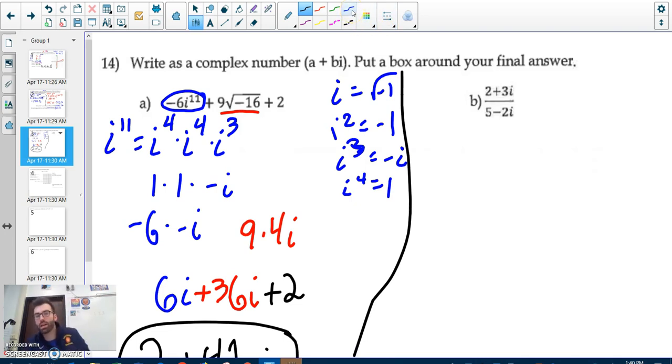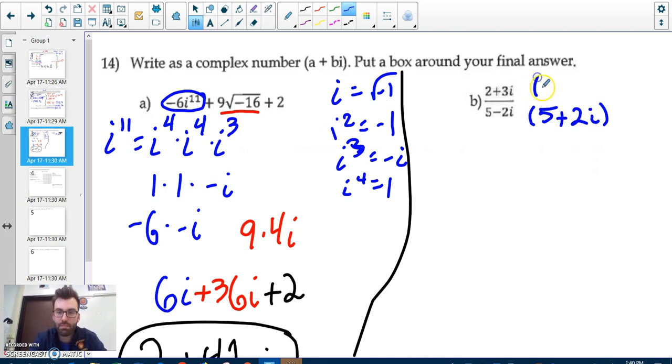I do not want i's on the bottom. I don't want any imaginary numbers in my denominator. So what I do is multiply the top and the bottom, my numerator and my denominator, by the conjugate. Remember, all we're doing is switching the sign of the imaginary part. Since it was negative here, I multiply by positive. Think about it like this: every imaginary number has a buddy, plus or minus. I have the minus, so I need the plus.